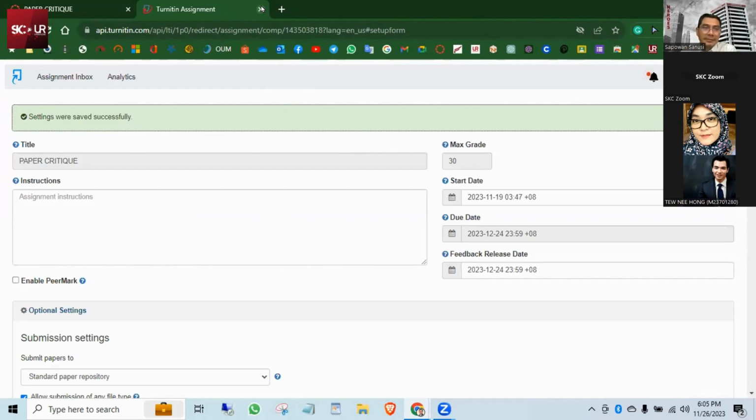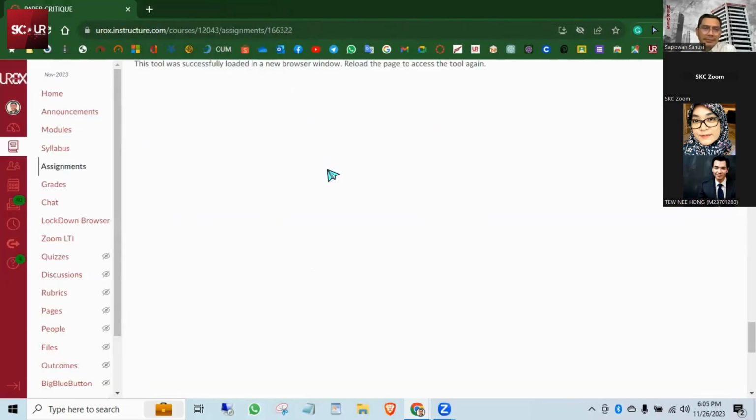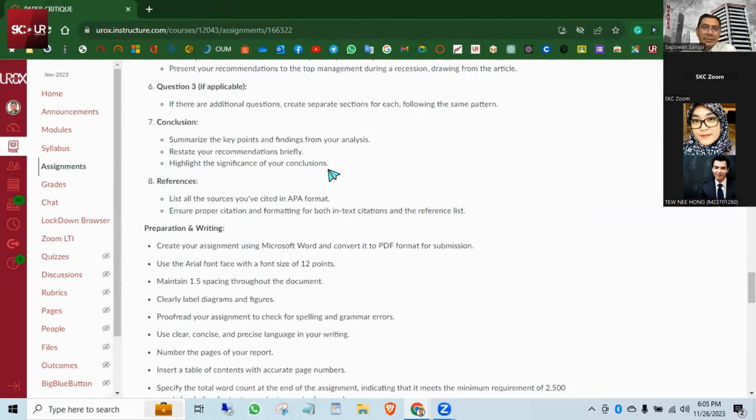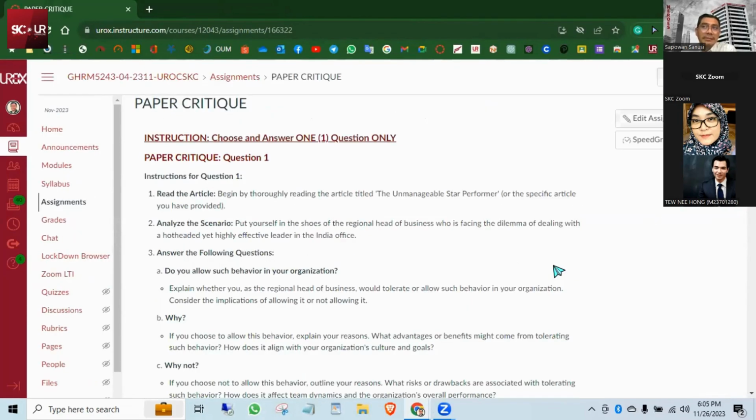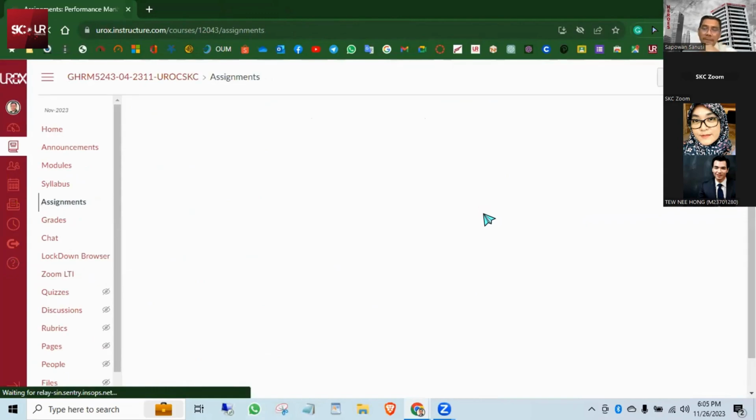Sir, Turnitin tu dia punya similarity akan keluar after the submission date, right? Kalau hantar awal, dia tak akan keluar kan? Dia ada masa lah, dia ada timing dia. Okay.